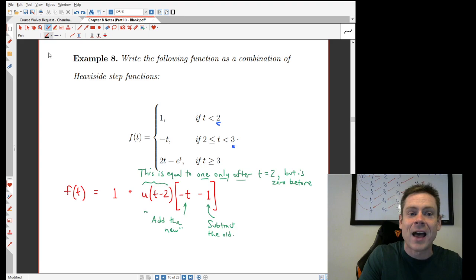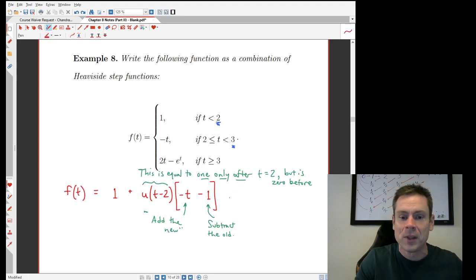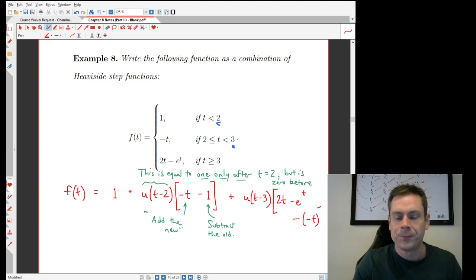And I have to do the exact same thing once I get to t equals 3. So same deal, I'm going to add switching behavior at t equals 3, that's u of t minus 3, and then turn on the new and subtract the old. So 2t minus e to the t, and then I'm going to subtract what was there before, which was minus t.